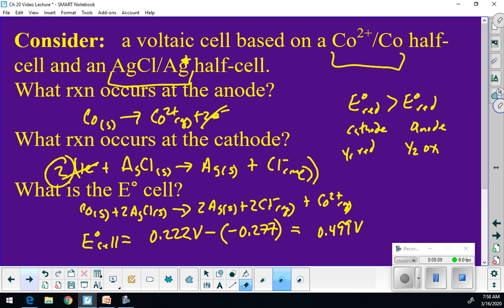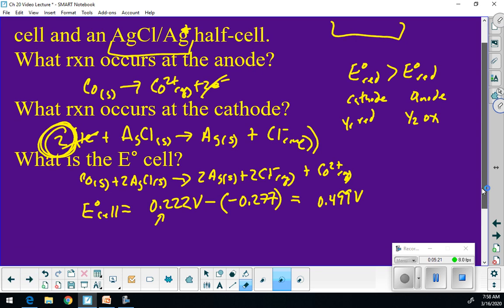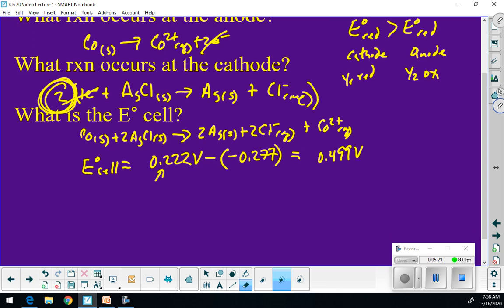Notice what I did not do. Even though I multiplied this half reaction by 2, did I do anything with my standard reduction potential? The answer is no. And why is that? Because as I said in the notes, the standard reduction potentials are intensive. They do not depend on amount. So here we go. This would be my standard cell potential. It's greater than 0, so my galvanic cell does, in fact, function as a galvanic cell.